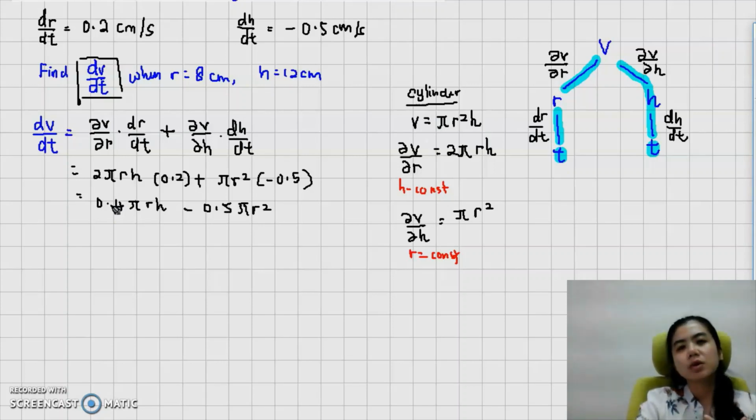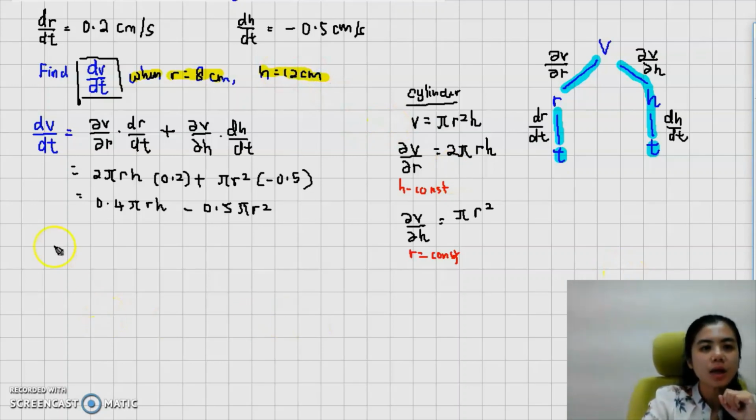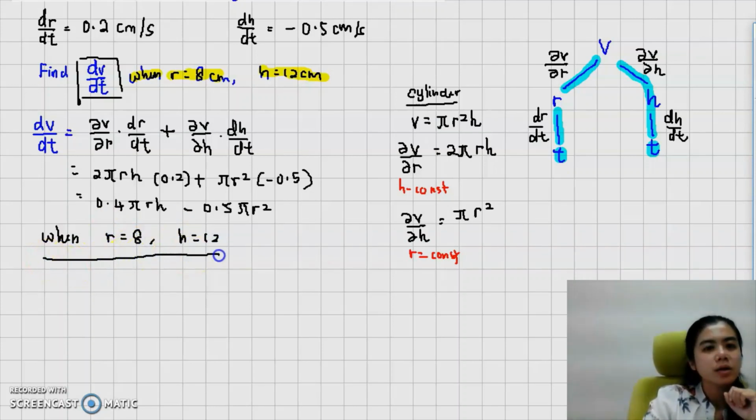But we have to go to specific, because it says that you need to find the specific value of dV/dt when r equals 8 and h equals 12. So let's see what happens when r is 8 and h is 12. Let's do the substitutions into the general formula of dV/dt. So you have 0.4π times r, the r is 8, and the h is 12, minus 0.5π times r, which is 8 squared.